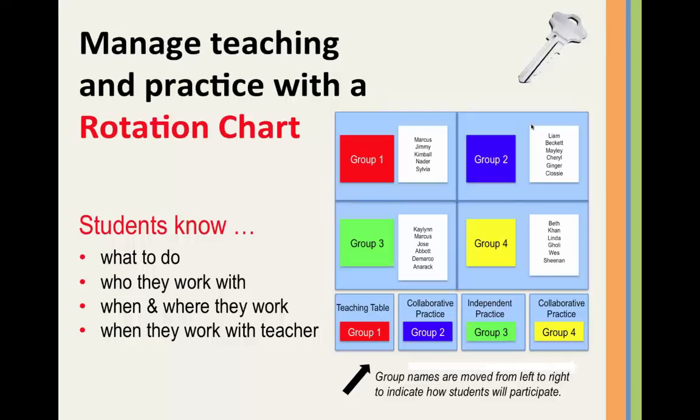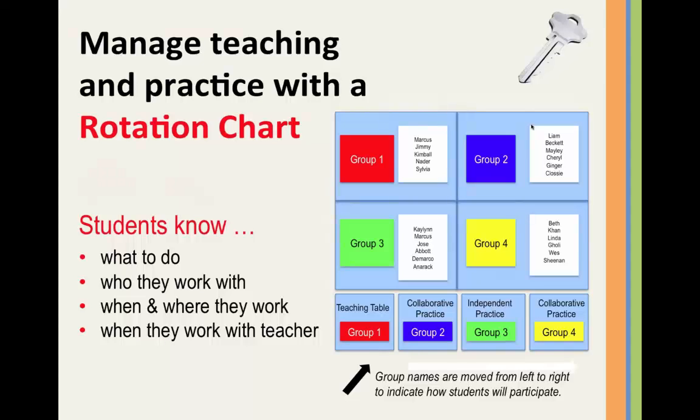Now that sounds like a short amount of time, but that really supports what the cognitive research says for targeted, explicit instruction. For an adult it is about 20 minutes, or less if your students are even younger than that. So this rotation chart is just poster board and Velcro, but it becomes the essential key that guides students through the activities. They see at the top who they will work with. They see at the bottom the order of their activities.